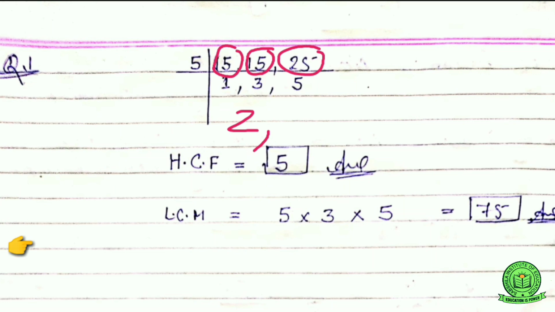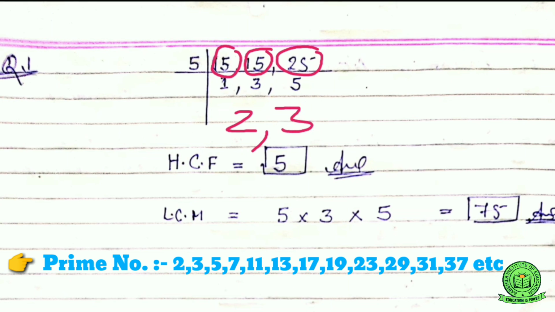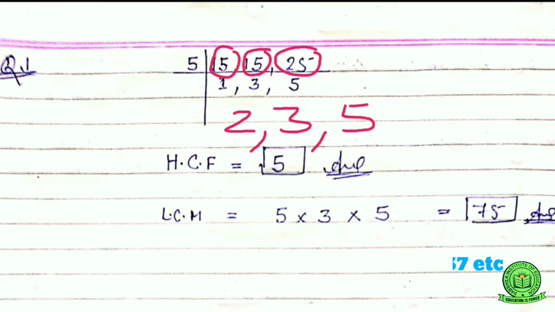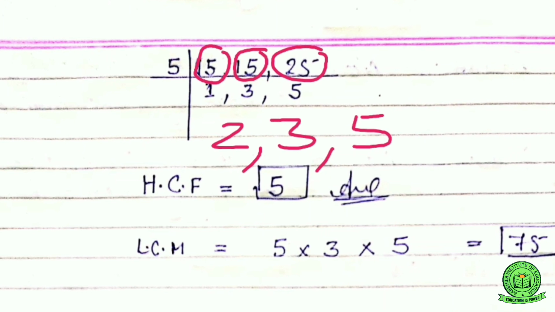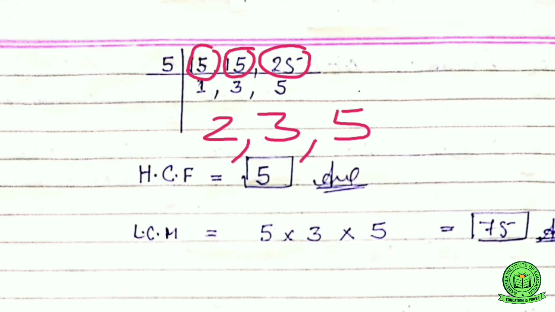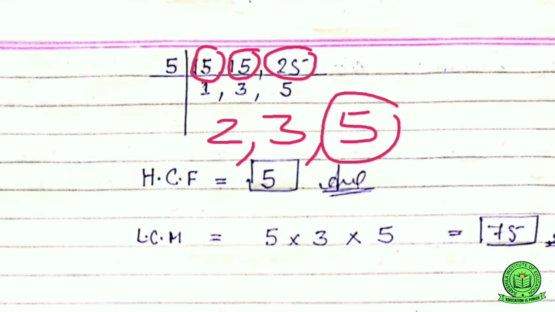If 2 is not able to divide, then we will go to the next prime number, that is 3. So we have to check with 3. If 3 is not able to divide, then we will go to the next prime number. We have to check with which prime number the given numbers can be divided. I observe that 5 is able to divide 5, 15 and 25.